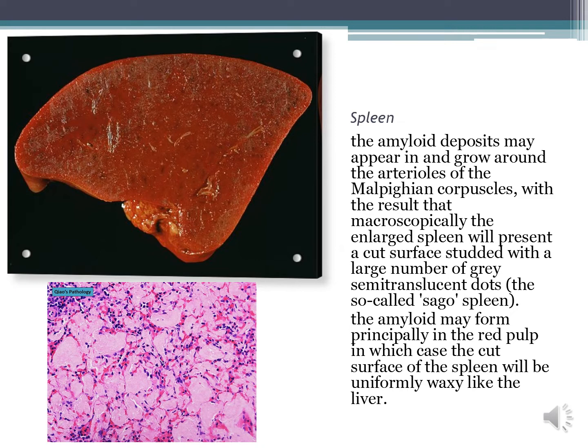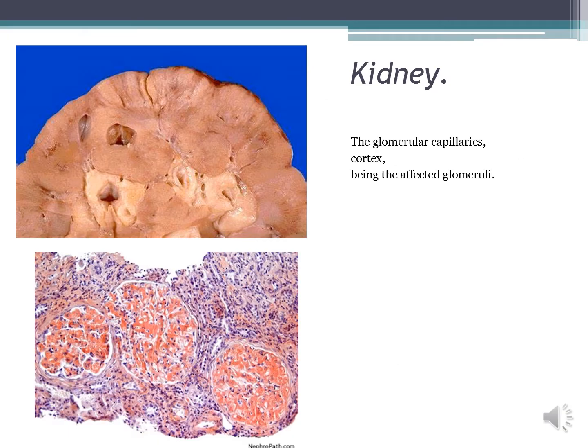So the amyloid may form principally in the red pulp, in which case the cut surface of the spleen will be uniformly waxy like the liver we have already seen. So here we see the diffuse accumulation, which helps to create such a waxy appearance of the spleen. Under the microscope, we see the accumulations of amyloid in the spleen.